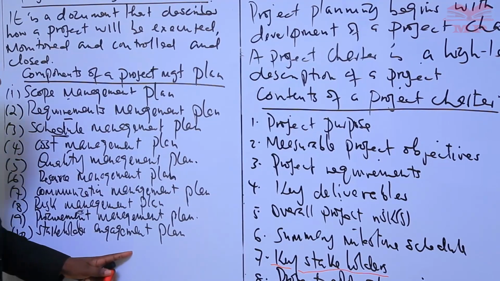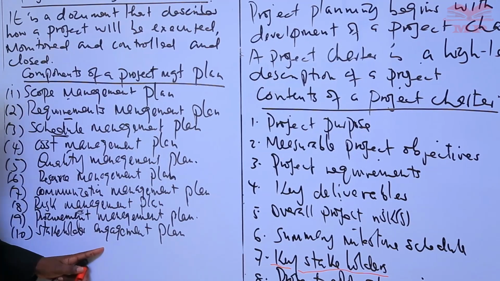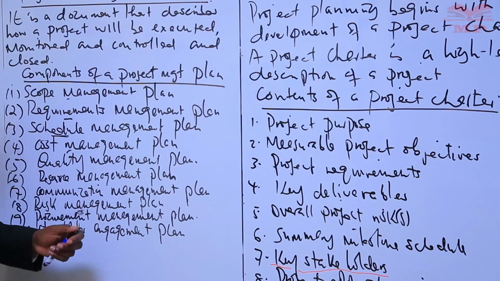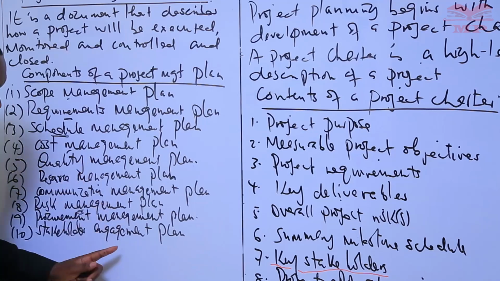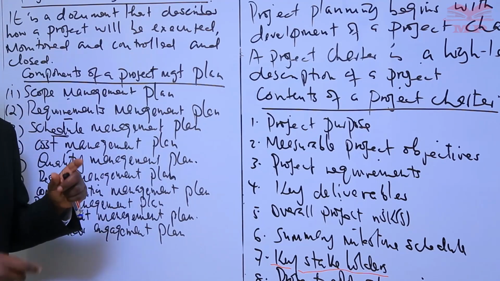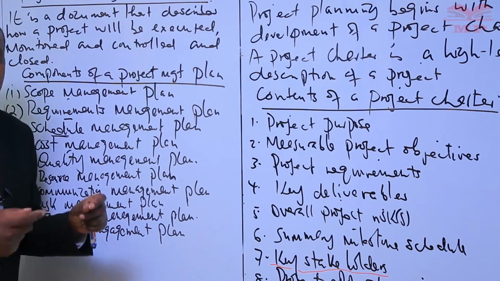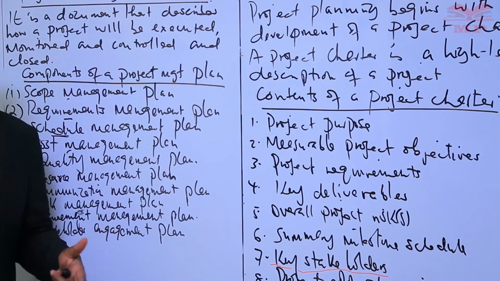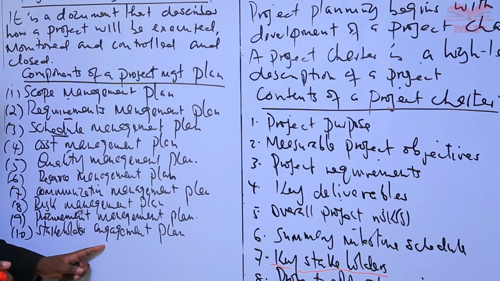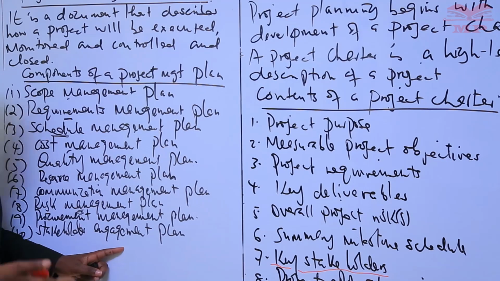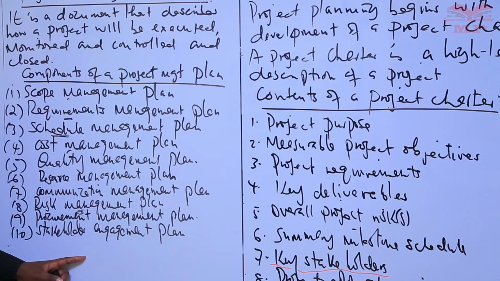So there has to be a plan on how the stakeholders will be reached, because these are persons with interest in the project, and these are persons who can positively or negatively impact on the success or failure of the project. There are people who will determine whether the project will succeed or not. So they have to be engaged, because each and every stakeholder may have interests, they may have needs. So unless the needs of the interest of the stakeholders are met, then the project may not succeed. So it's important to have a stakeholder engagement plan.